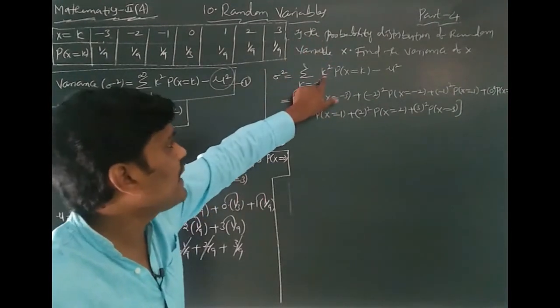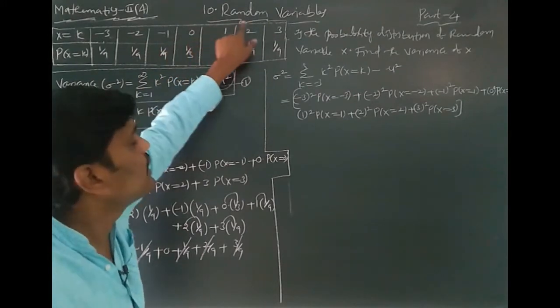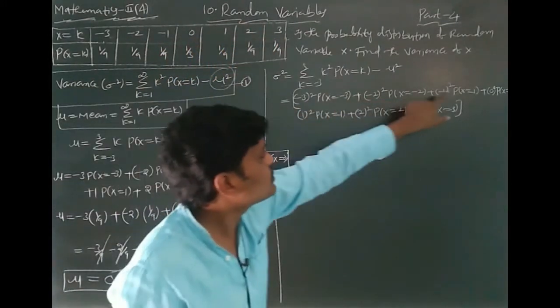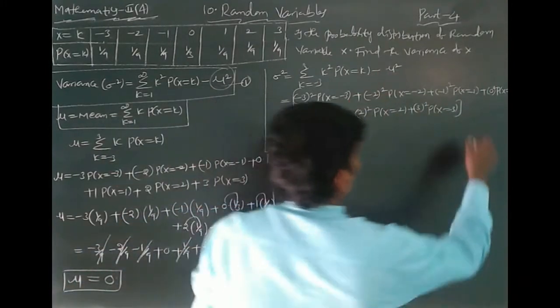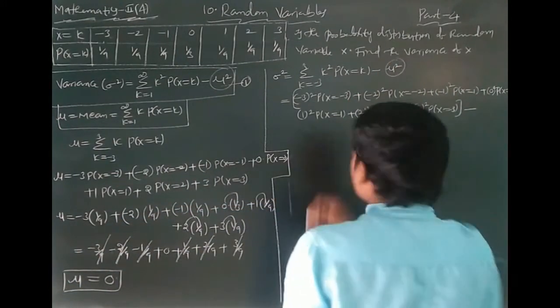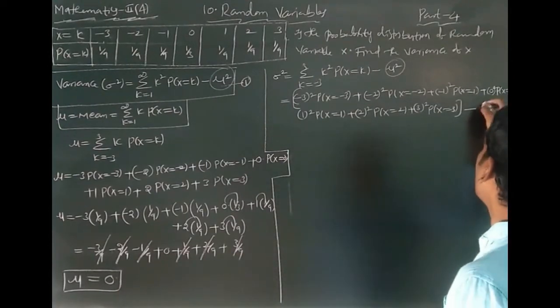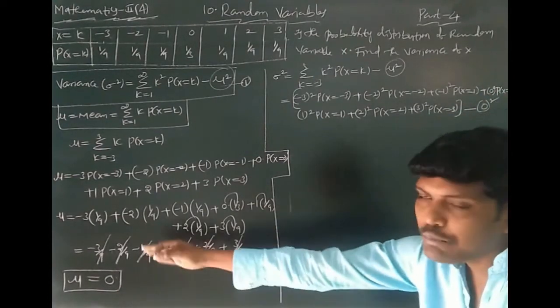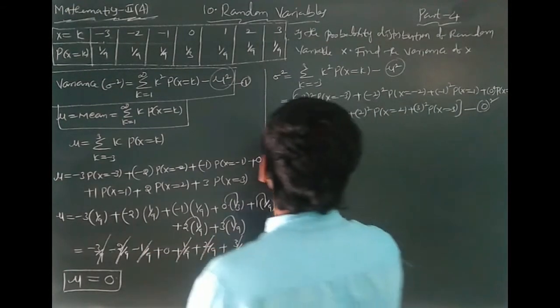First term you can write minus 3, minus 2, minus 1, 0, 1, 2, 3. In a similar way, the second term is mu square. What is the value of mu? What is the value of mu? 0. 0 square. You know that mu is nothing but what, students? Mean. Understood or not?